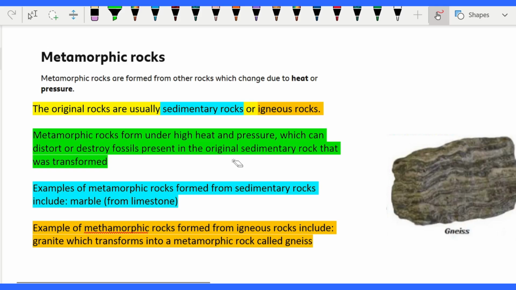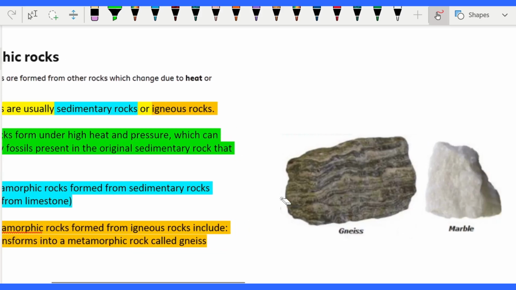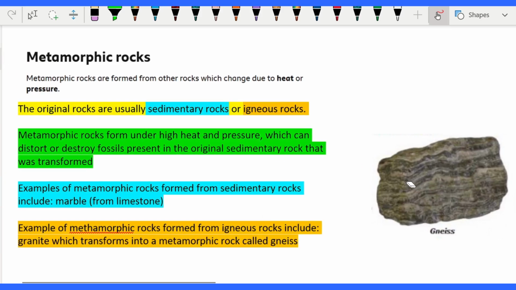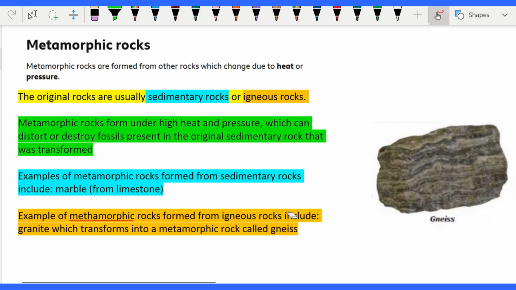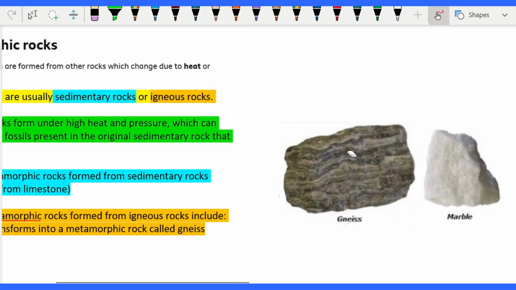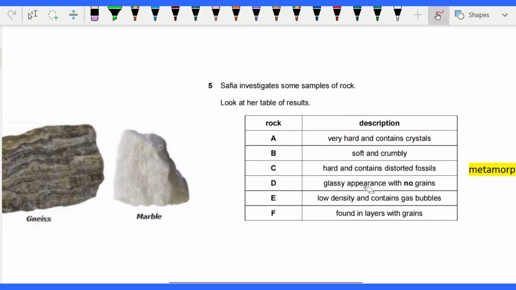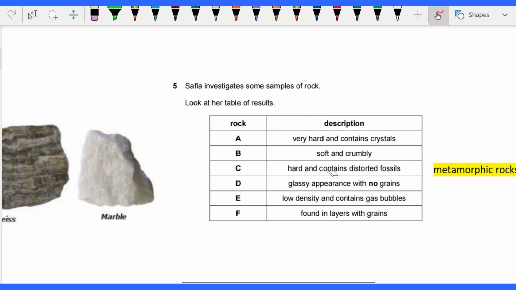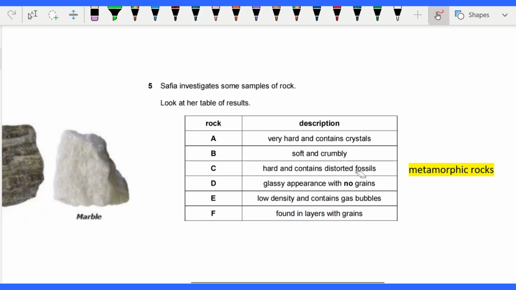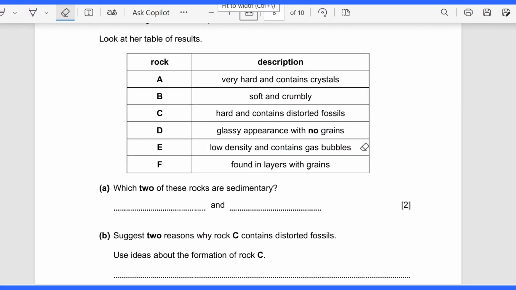that was transformed. Examples of metamorphic rocks from sedimentary rocks include marble, which is formed from limestone. Here is some marble. An example of a metamorphic rock formed from igneous rock is granite, which transforms into a metamorphic rock called gneiss. This one. Okay, so for rock type C, hard and containing distorted fossils, rock C is a type of metamorphic rock. Now we are in question 5b.